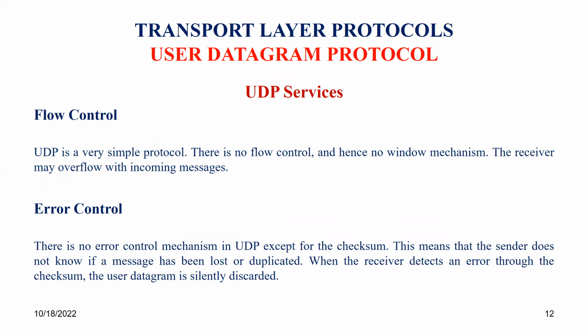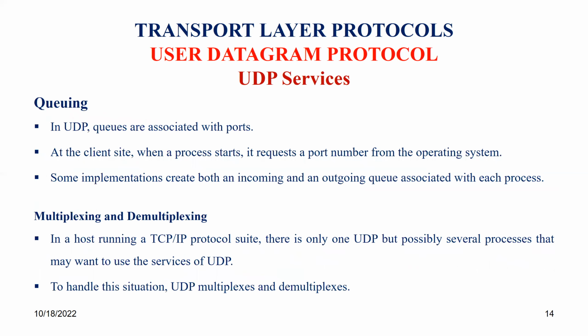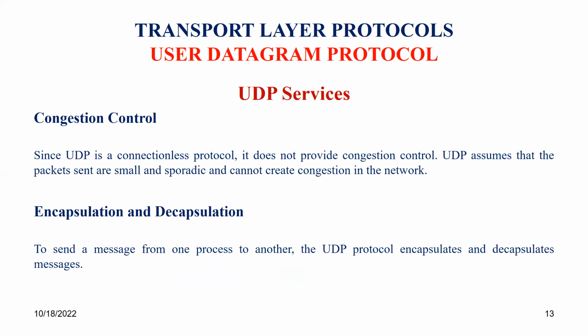We are not going for any flow control, because we do not use any windowing mechanism. The receiver may be overwhelmed by incoming messages because of the non-availability of flow control. For error control, there is no specific mechanism, but we use a checksum to detect errors. The next is congestion control. The congestion control provided depends on the type of protocol, so it cannot create congestion in the network.